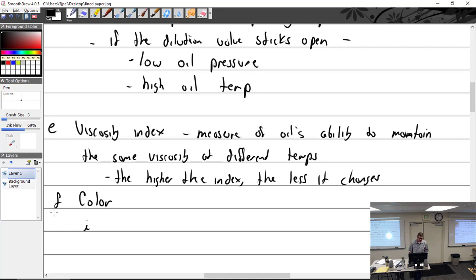Although I guess since I brought that up, let's take it into something that's relevant to us. What can we really tell by looking at the color of the oil in our aircraft engine? To a point, you can tell if it's contaminated.